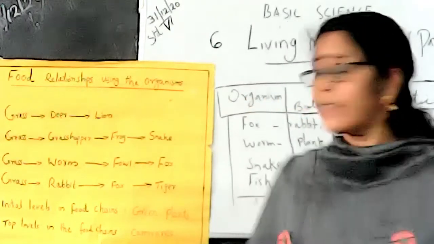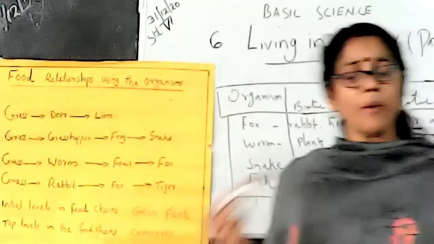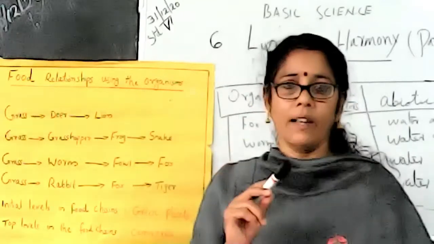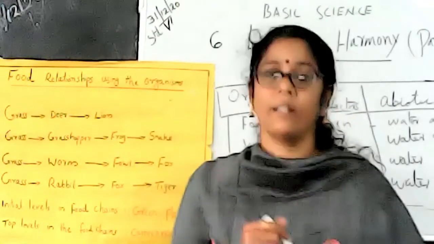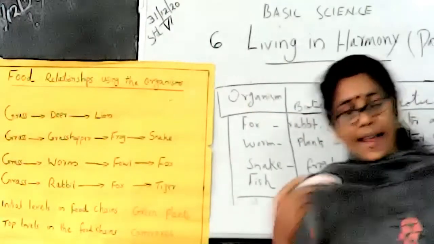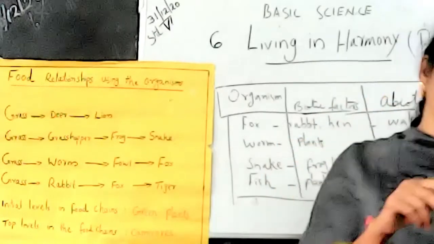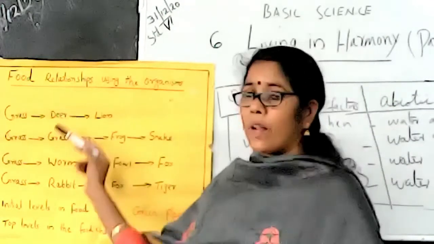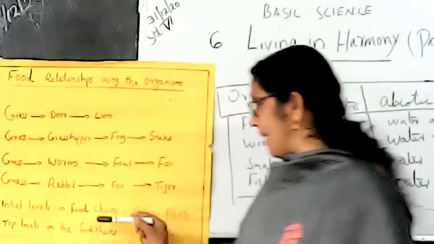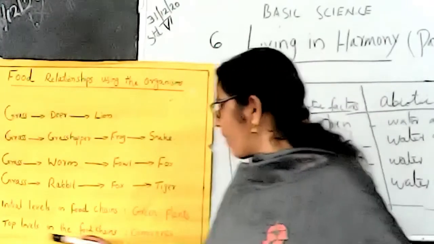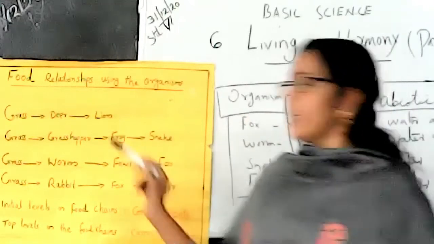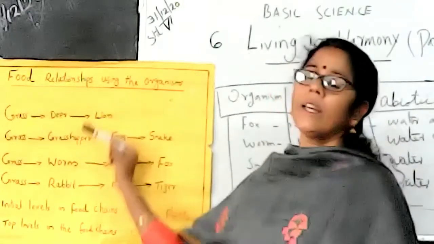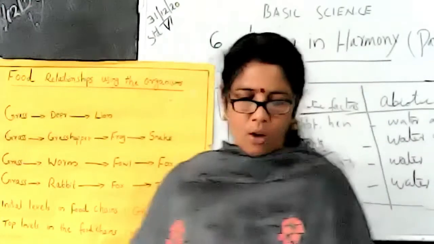The intermediate levels will be herbivores and omnivores. Herbivores means plant eaters. Omnivores means mixed eaters, eating both plants and animals. Okay, then from this question you have to understand the initial level and top level in the food chain. Then you have to put this inside a box in our notebook.